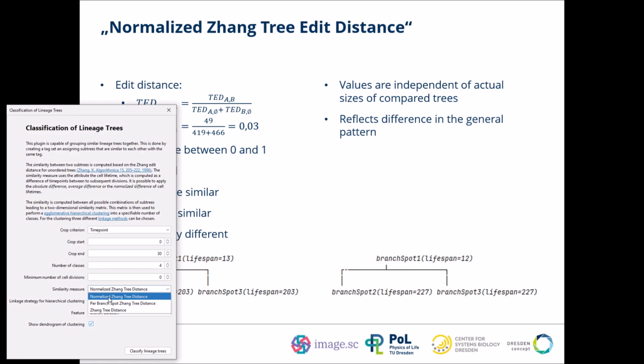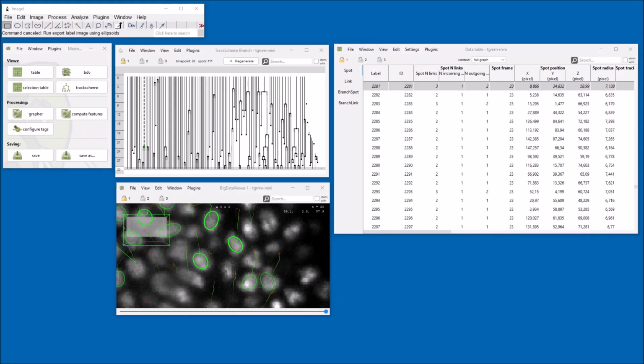So you have here the normalized option, which is the one that we would recommend, but we left the other possibilities for you to experiment with as well. And the same is also true for the linkage strategy. We recommend the average linkage strategy, but you can also experiment with single linkage and complete linkage to see if you get good results for your use case.